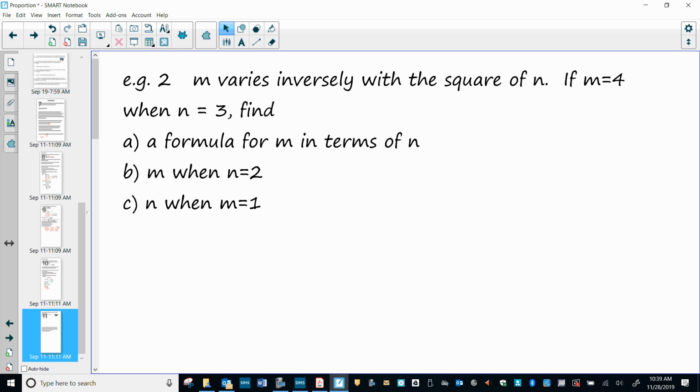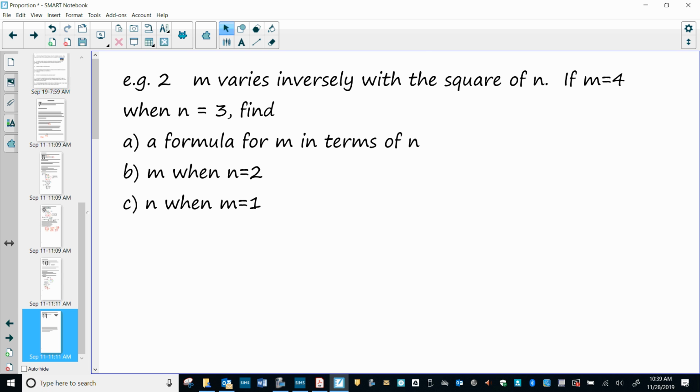Right, next example, n varies. Now, I've put this one in because sometimes they use different kinds of phrases. So it says varies inversely. It doesn't use the word proportion, but we know that it means the same thing. If it has the word varies, it means the same as proportional. So m varies inversely with the square of n.